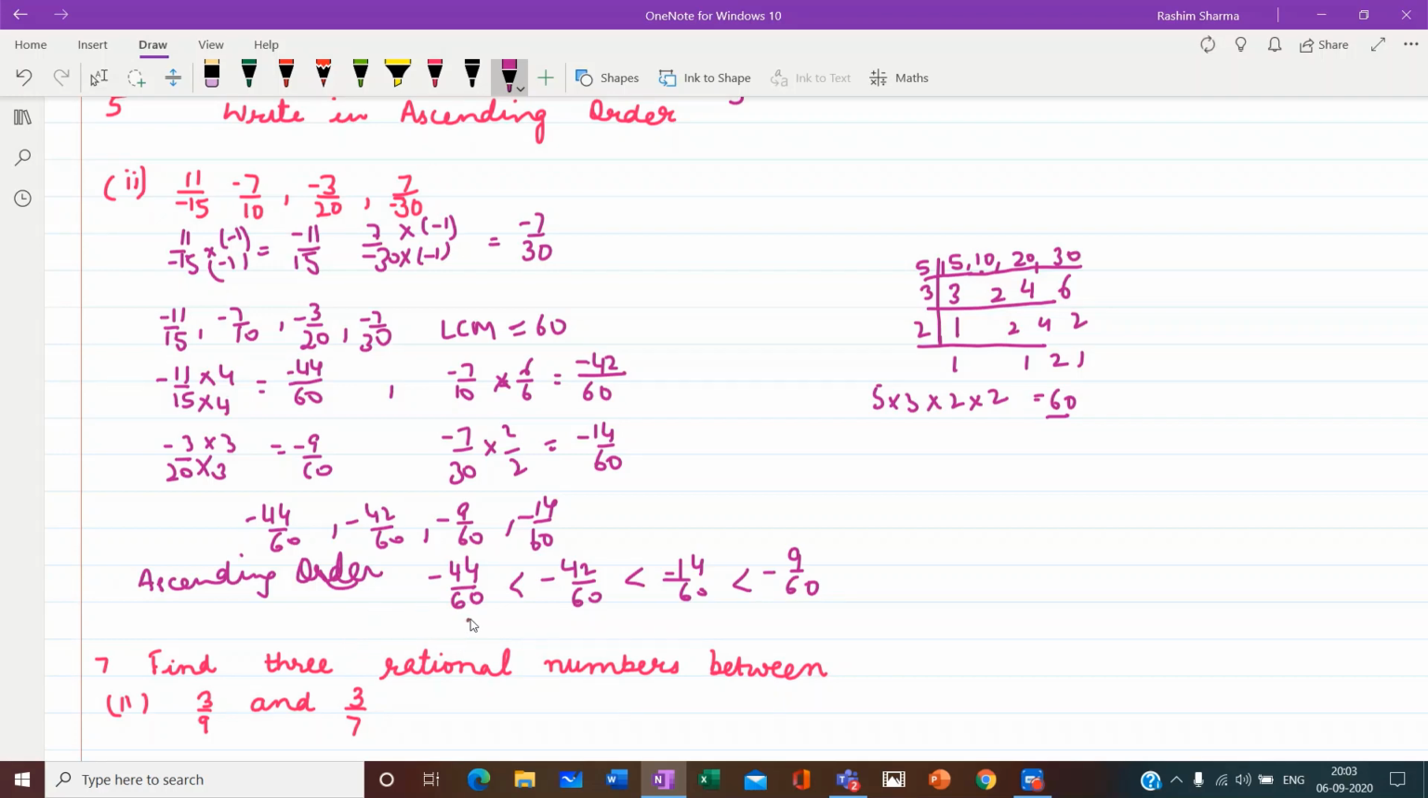First number is 11 on minus 15. This is the smallest one, and the next number we have 42 on 60, and 42 on 60 is for minus 7 on 10. Alright, and this is then less than 14 on 60. 14 on 60 we got for minus 7 on 30, and the greatest number is here minus 9 on 60, that is for minus 3 on 20.